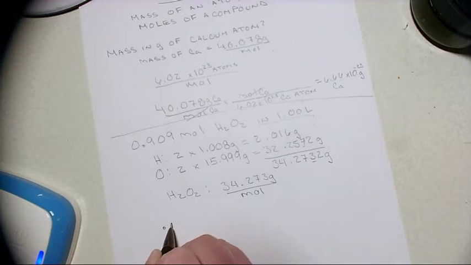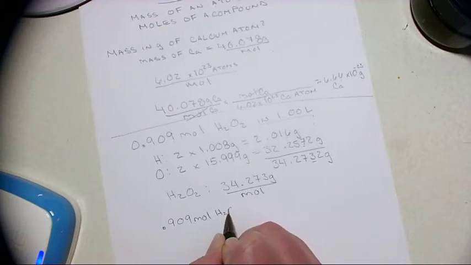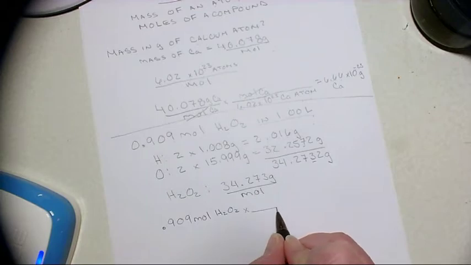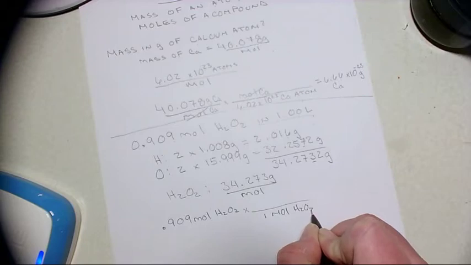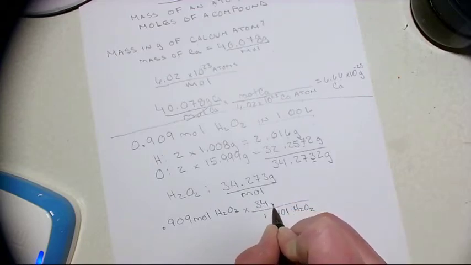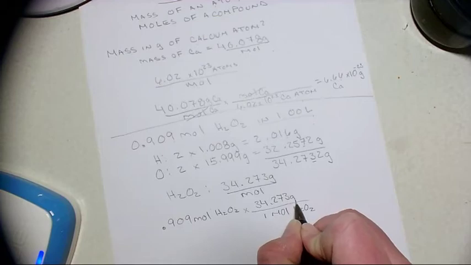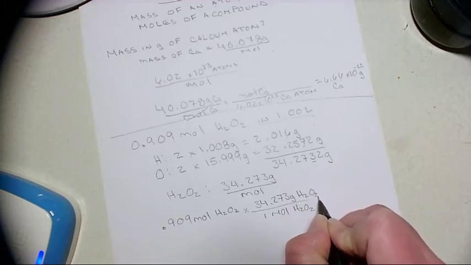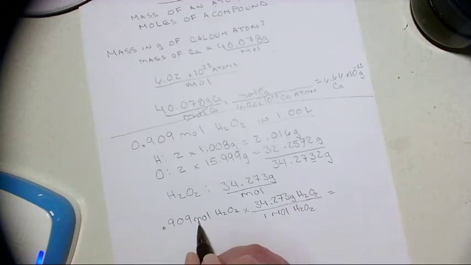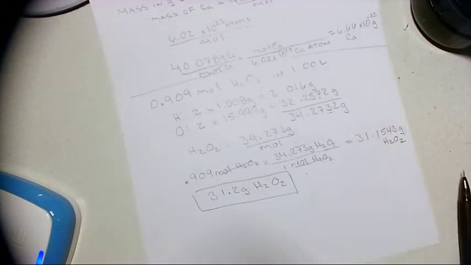So let's start with this. 0.909 moles of H2O2 times, now mole needs to go on the bottom, 1 mole H2O2 and 34.273 grams H2O2 equals, moles H2O2 cancel out, and I'm going to be in grams of, oh bummer, I hate when I did that.